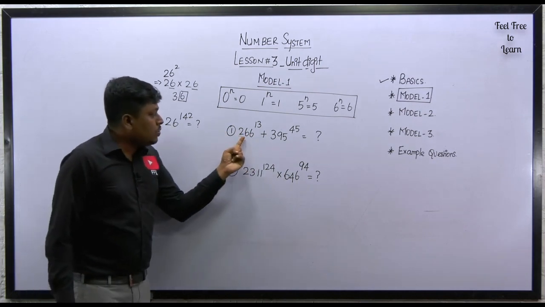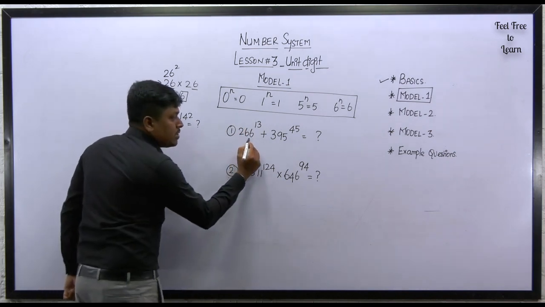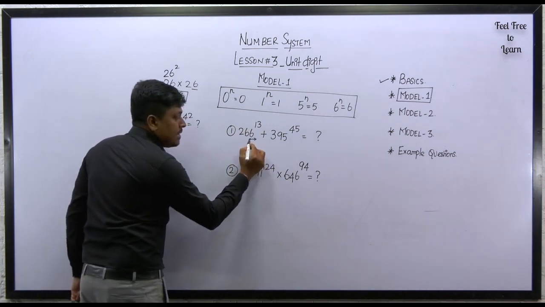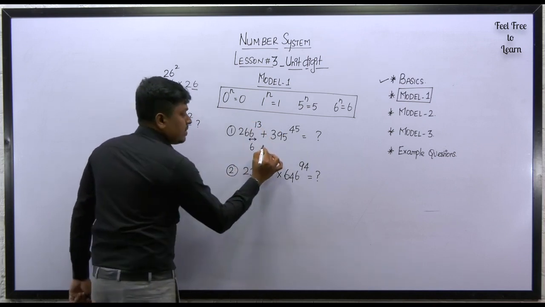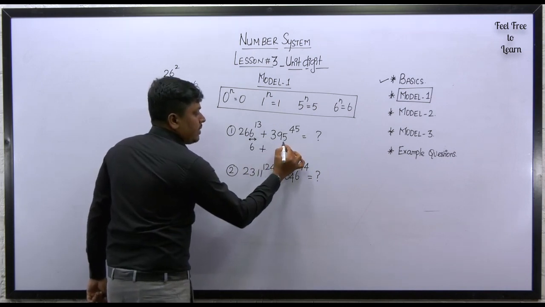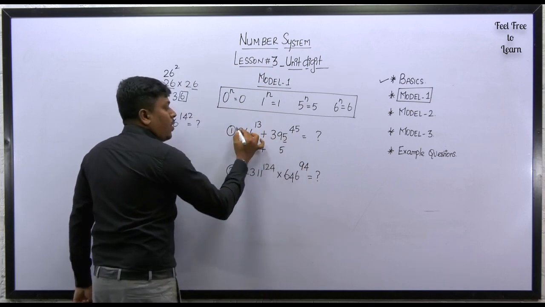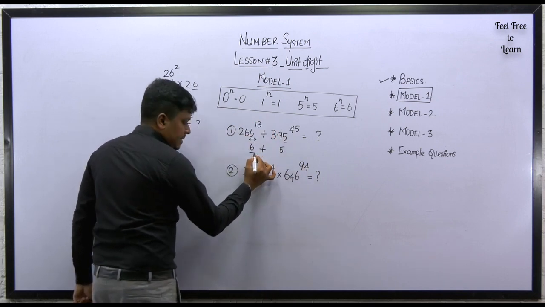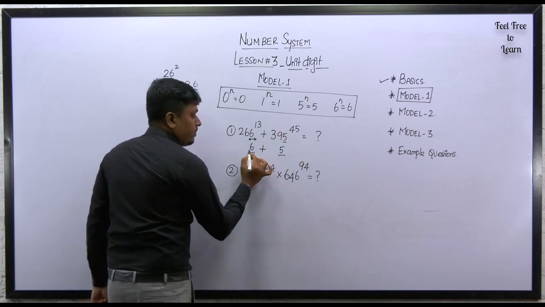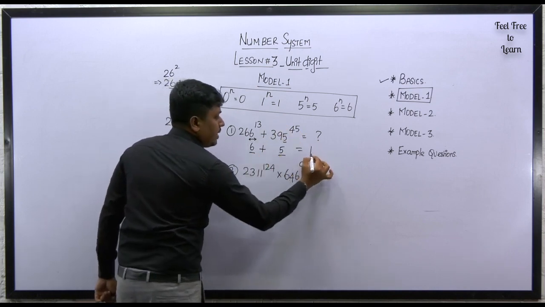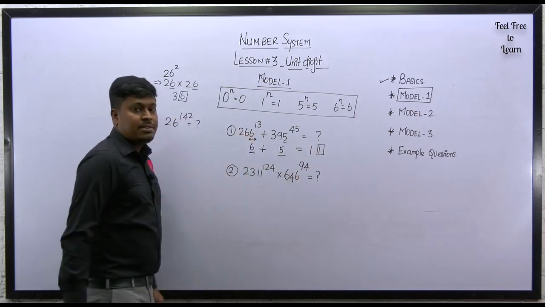Just see here, 266 power 13. So what is the unit digit? Here you can see 266, the last digit is 6. 6 power anything, definitely the resultant answer will be 6. So plus, here the last digit is 5. 5 power anything will be 5. So finally, if you multiply all these numbers, the final digit will be 6. Similarly, if you multiply and find the final answer, it will be 5. So 6 plus 5 will be 11. So finally, we can say that the unit digit of the first question is 1.